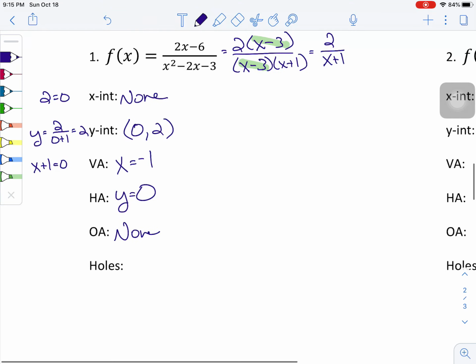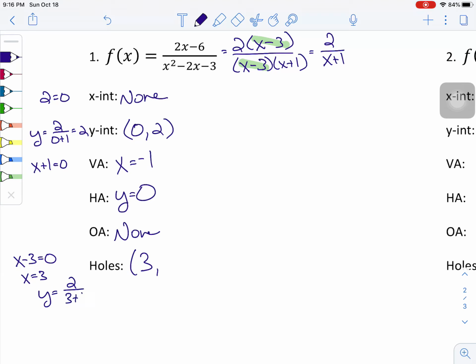Any holes in the graph? The answer is yes, because we had a factor that we canceled out. So to find the hole, the discontinuity, take the factor that you canceled, set it equal to 0, solve for x. So that gives us half of the discontinuity, or the hole. Want to find the other half, so we're going to take that x value, put it into the simplified version. Okay, so we get 2 over 4, which is better known as 1/2.